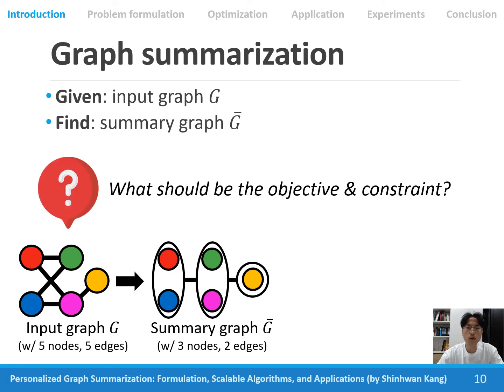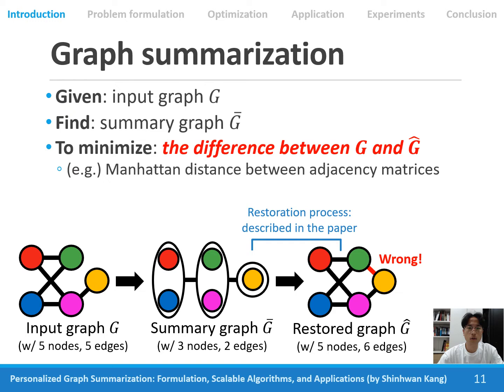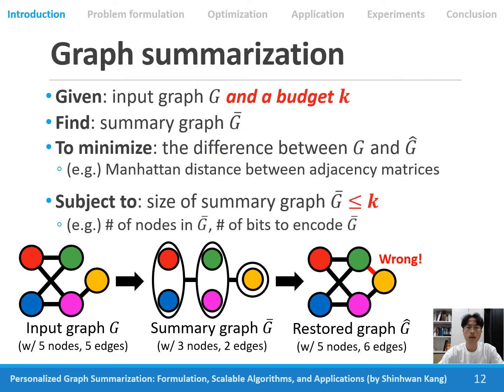Formally, what should be the objective and the constraint? The objective is to minimize the difference between the input graph and the graph restored from the summary graph. For example, we can aim to minimize Manhattan distance between their adjacency matrices. Please refer to the paper for the detailed restoration process. And the constraint is that the size of the summary graph should be within a given budget. For example, we can measure the size of the summary graph using the number of bits required to encode it.